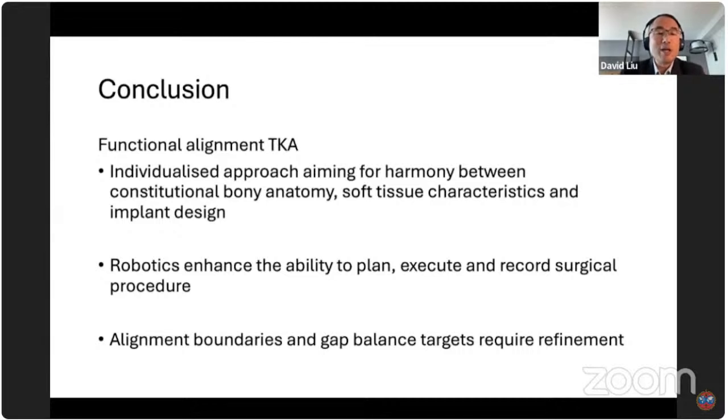So in conclusion, why do I do a functional alignment technique? Because it's an individualized approach aiming for harmony between constitutional bony anatomy, individual patient soft tissue characteristics, but also the implant design that you choose. As it's three-dimensional, all three compartments are included. Robotics enhance your ability to plan and execute such a philosophy, but also importantly, it helps us record exactly what we've done so that we can learn from it. And what we still don't know yet is what are the alignment boundaries and what are our gap balance targets.